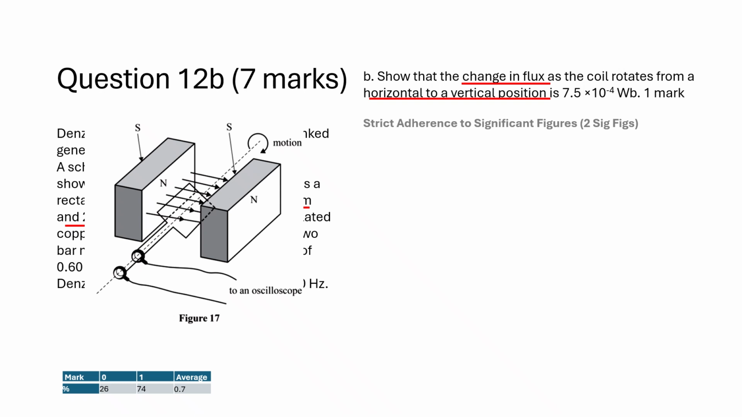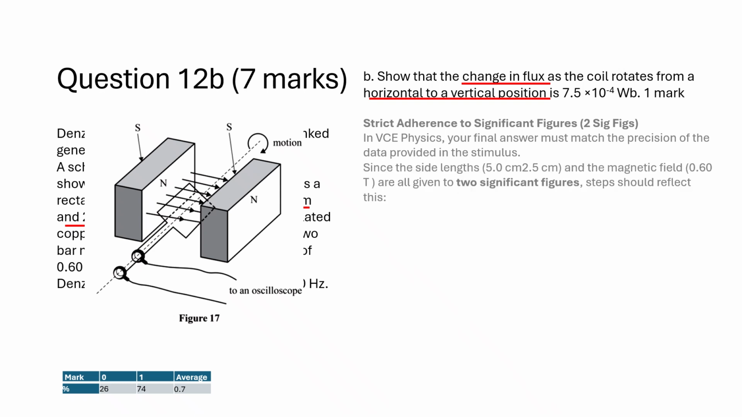Strict adherence to significant figures, 2 sig figs. In VCE Physics, your final answer must match the precision of the data provided in the stimulus. Since the side lengths, 5.0 cm, 2.5 cm, and the magnetic field, 0.60 T, are all given to two significant figures, steps should reflect this.